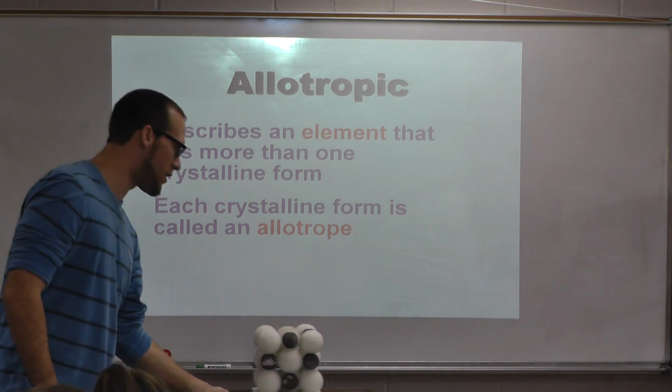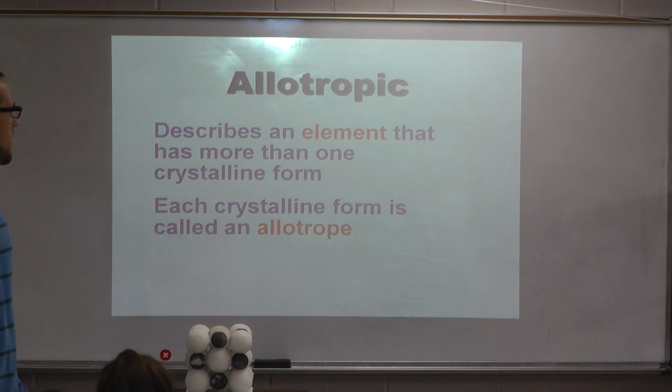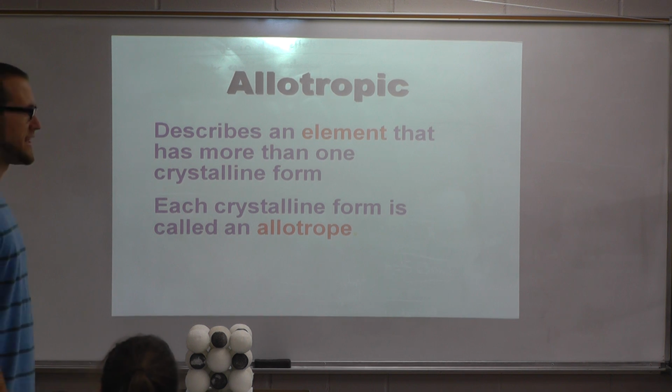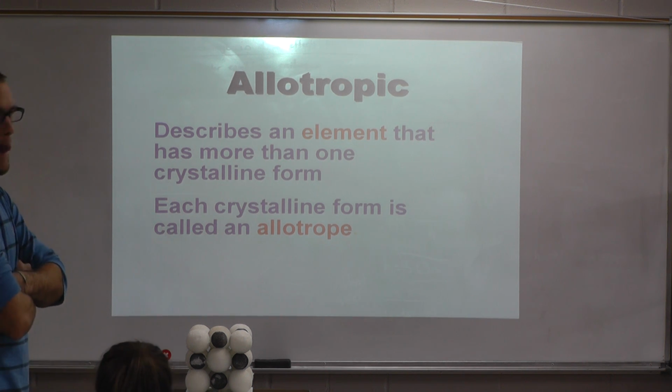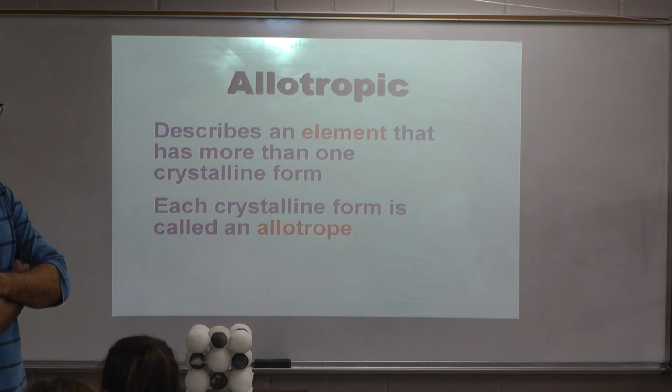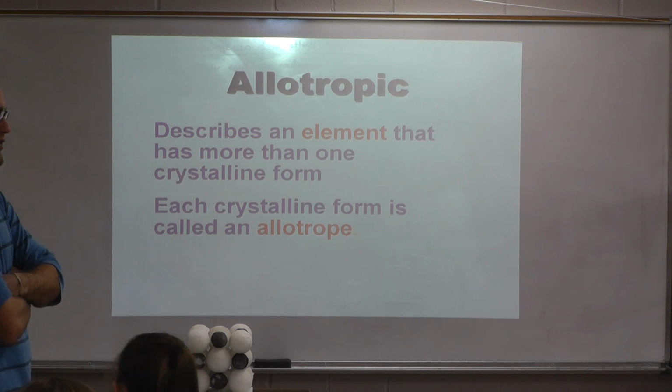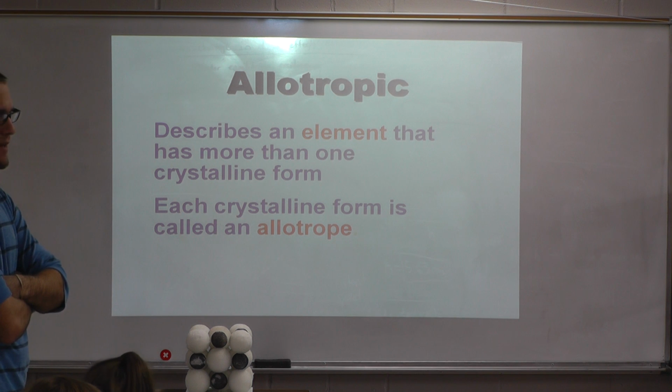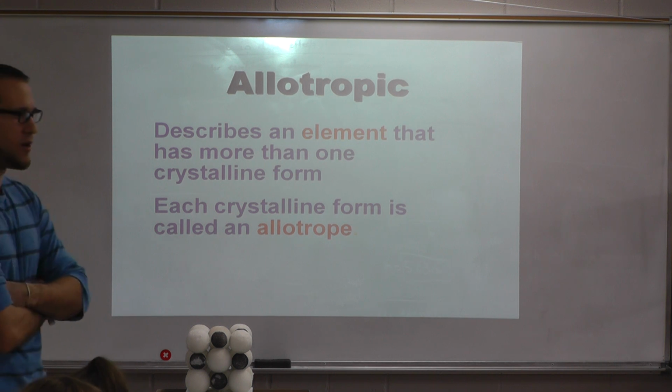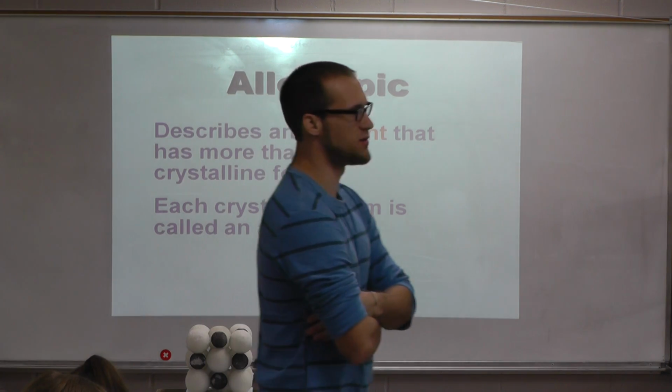Another vocab word here, allotrope, allotropic. What's the difference? Element. Just an element. So are all polymorphs allotropes? No, but all allotropes are polymorphs. Everybody understand that? So not all polymorphs are allotropes, but all allotropes are polymorphs.